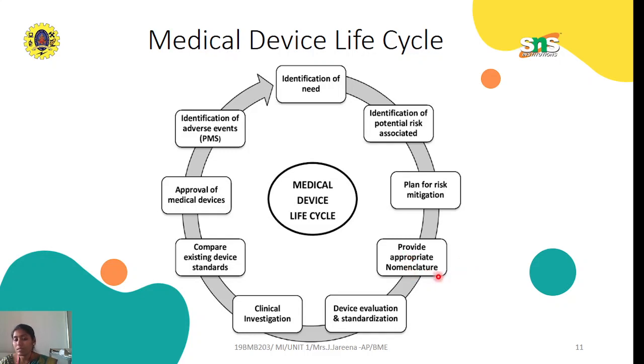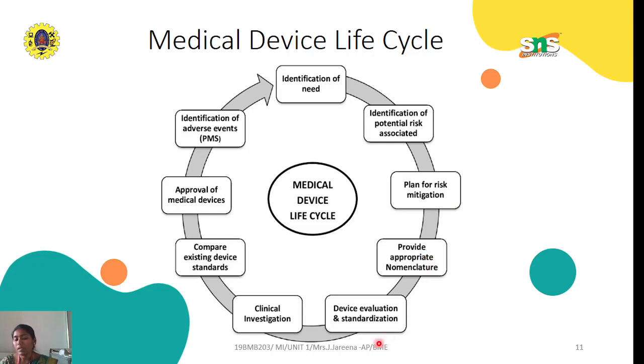This part I will discuss later, because nomenclature, giving the name to a particular device and placing it in different categories, is separate work done by another set of organizations, which will be discussed in the next class. Now coming back to the medical device life cycle: after the plan for risk mitigation, we have to give the name for the medical device.